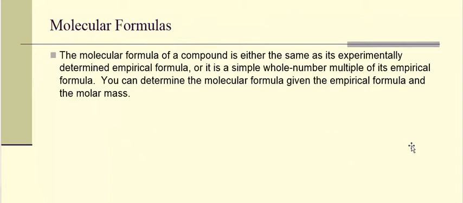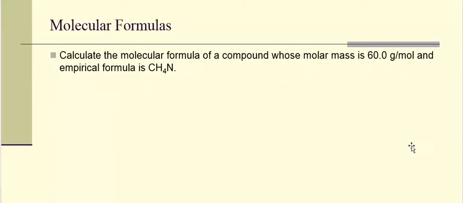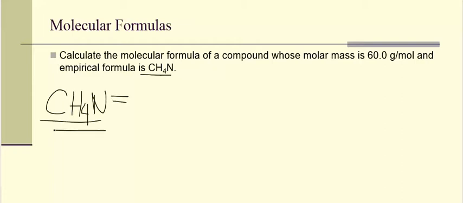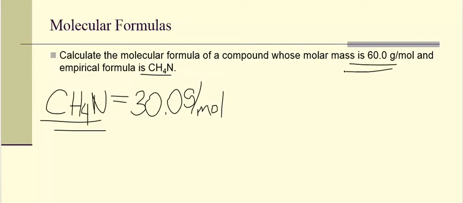We're going to use the empirical formula to get the molecular formula, the actual formula for the compound. Sometimes they're the same, sometimes they're not. In this example, I'm given the empirical formula. The first thing I want to do is find the mass of this compound from the periodic table. So carbon is 12, plus 4 hydrogen is 4, plus nitrogen is 14. Molar mass from the periodic table is 30. I'm told in the problem the mass is 60 for the compound. So I'm going to divide 60 divided by 30.